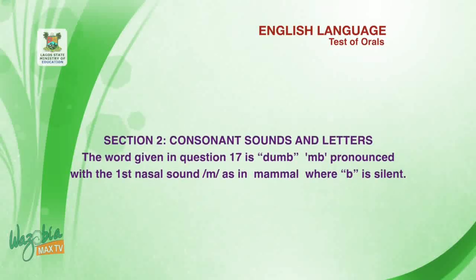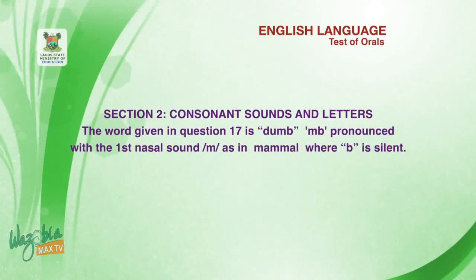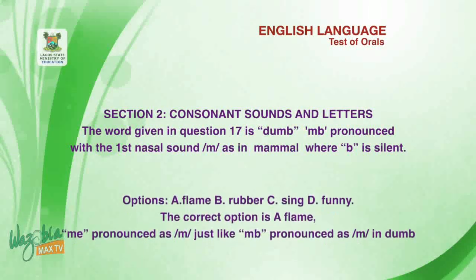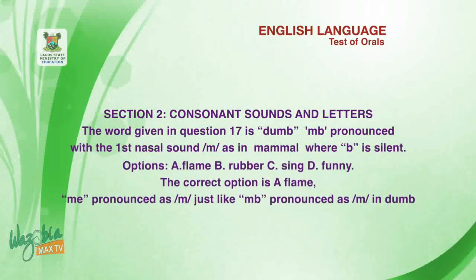Section 2, consonant sounds and letters. The word given in question 17 is dam. Dam, MB, pronounced with the first nasal sound as in mama, where B is silent. Options: A, flame, B, rubber, C, sing, D, frowning. The correct option is flame. ME is pronounced just like MB pronounced as in drum.